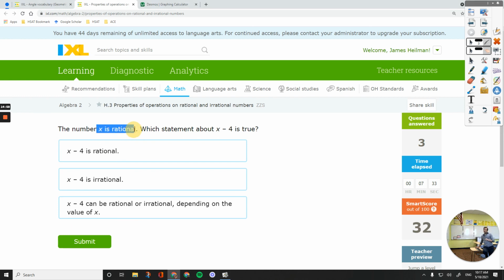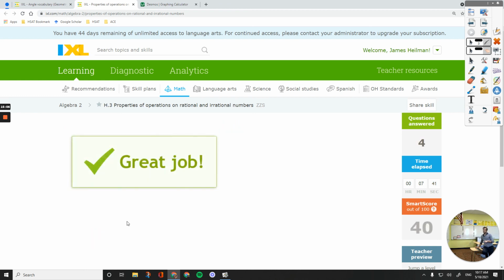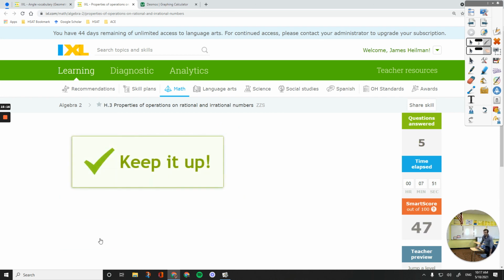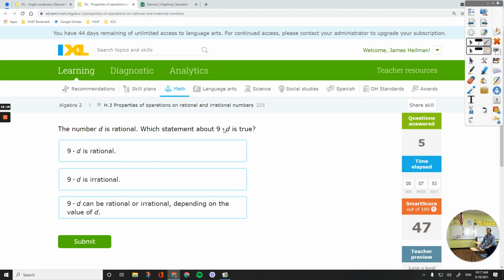So we have a rational number over here. That's rational. Rational. The answer is rational. Okay. V is rational. So I have two rational numbers multiplied. The answer is going to be rational. 9 is rational. All whole numbers are rational numbers. d is rational. So same kind. They're both rational. The answer is the same kind.